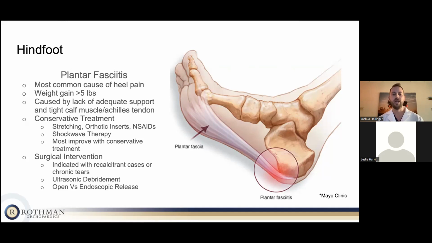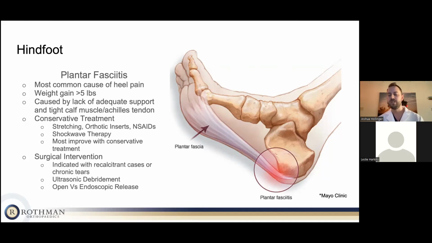Times when surgery is indicated is with recalcitrant cases, so cases where patients have recurrent plantar fasciitis, where this is their 3rd or 4th bout, or even sometimes where they've had pain that never fully resolved over several months or several years.